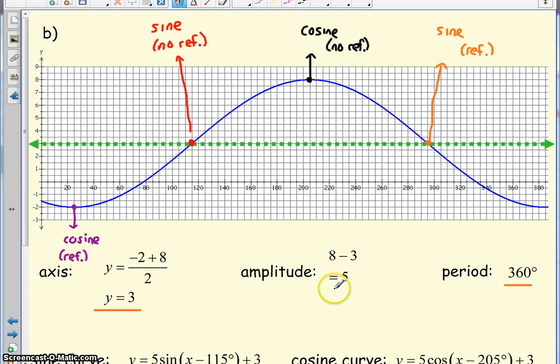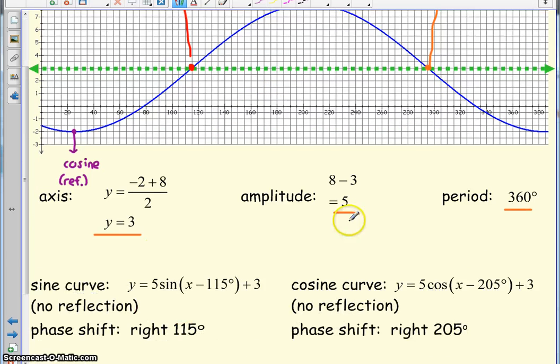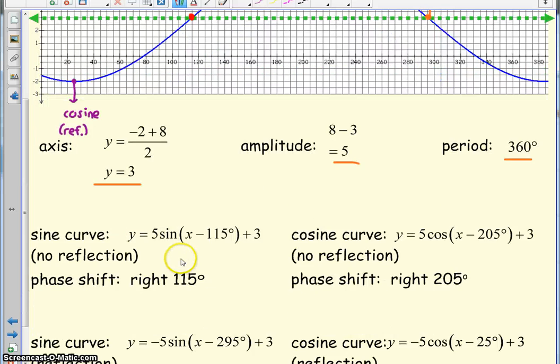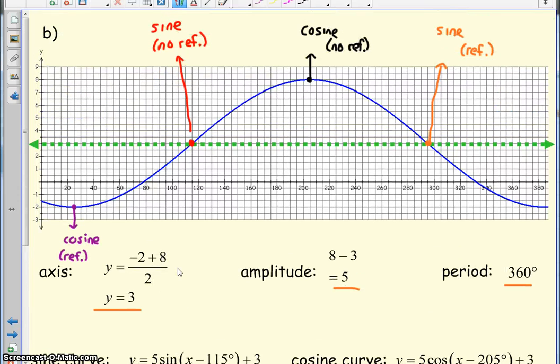So again, the amplitude and the axis will both start and end your equation no matter which one you're doing, whether it's sine, cosine, positive or negative. The only difference is if it's going to be reflected, you have to make sure that the a value is negative. So again, once you have that, then you're deciding whether you want sine or cosine, whether or not you can have a reflection or no reflection.